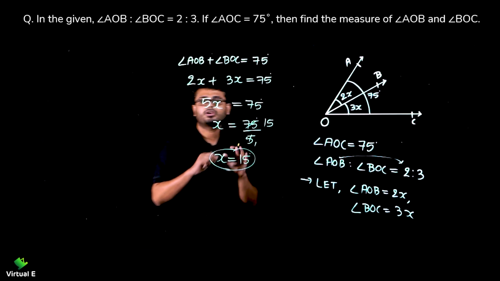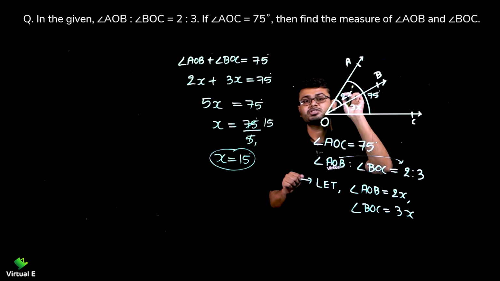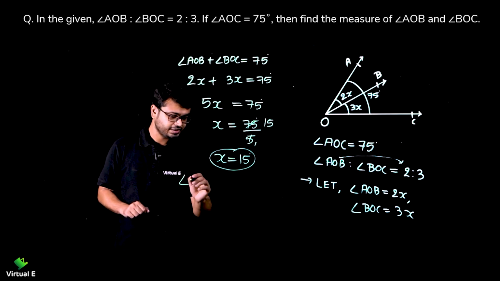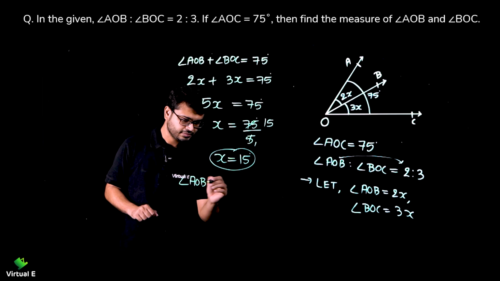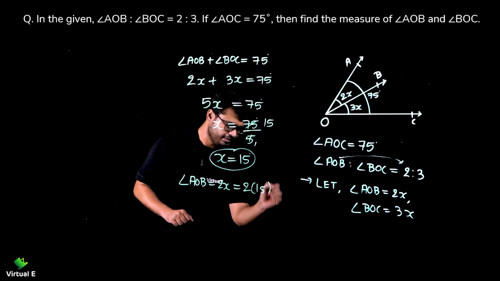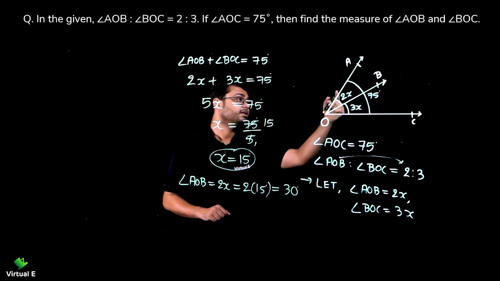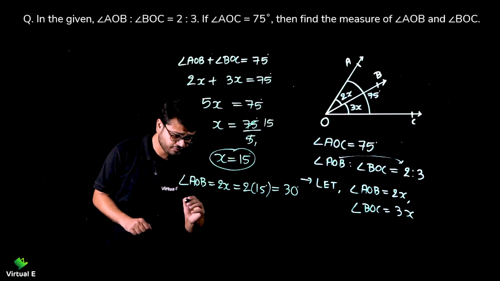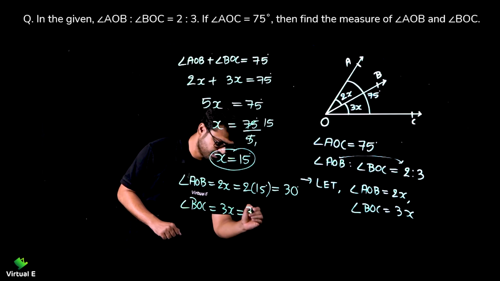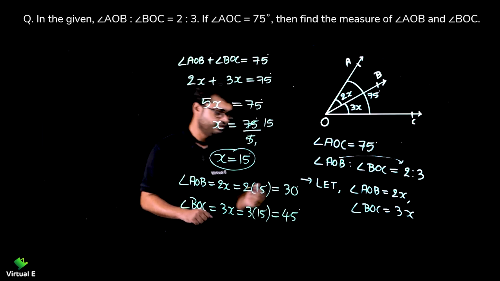Now, this is not our final answer. Remember that. We want to get the value of AOB, that is 2x. So we need to find the value of both angles. So angle AOB is equal to 2x is equal to 2 into 15 degrees, that is 30 degrees is the answer for the angle AOB. Now let's do it for angle BOC, that is 3x. So 3 into 15 degrees, that is 45 degrees.